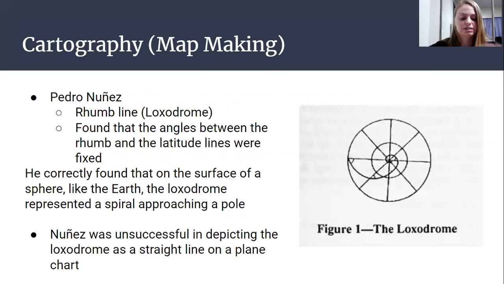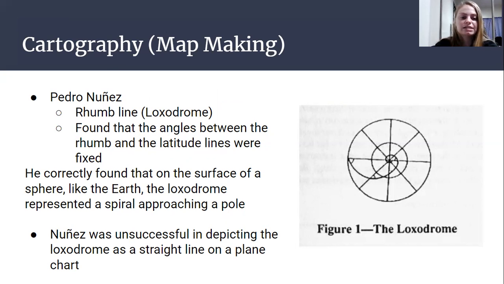So cartography, which is map making. We have a couple important people who developed maps throughout this time. We have Pedro Nunez, who talked about the rhumb line or the loxodrome. And the rhumb corresponds to a course of fixed direction. And so he found that the angles between the rhumb and the latitude lines were fixed. And since direction was defined relative to the lines of longitude, the angles between the rhumb and each successive line of longitude were fixed as well.